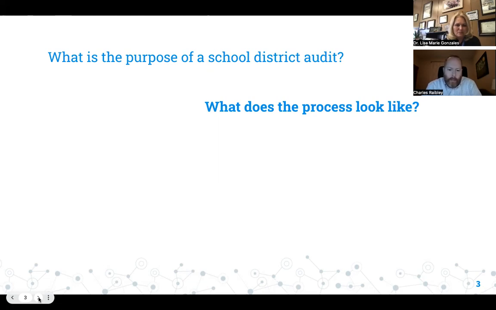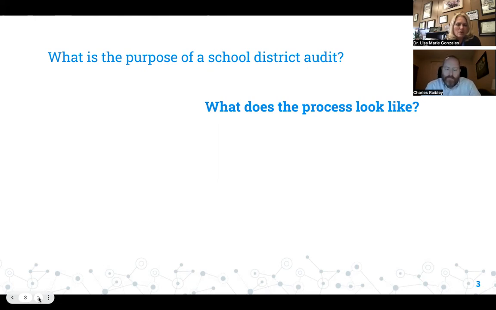And then the last phase is our reporting. And so we're compiling the audit report and the deliverables and providing that to the district's board, to the state controller's office, to the California Department of Ed, and to the County Office of Education.